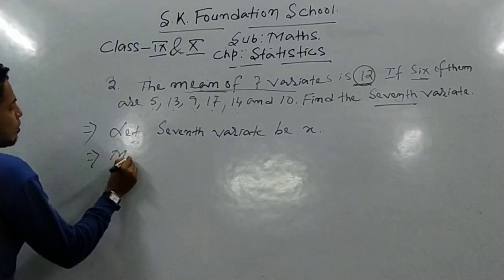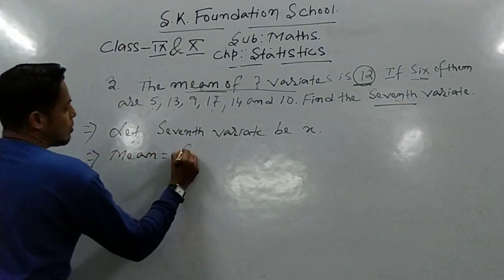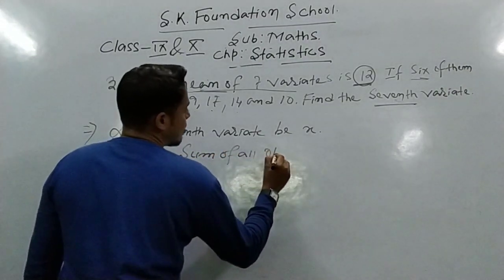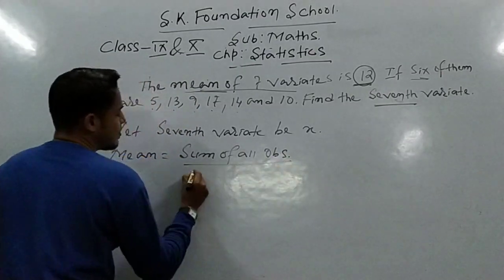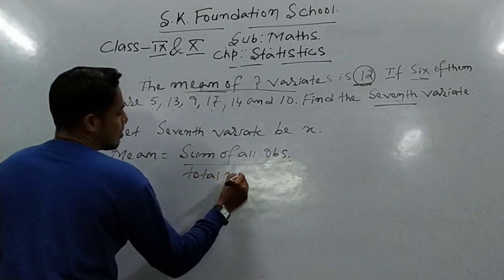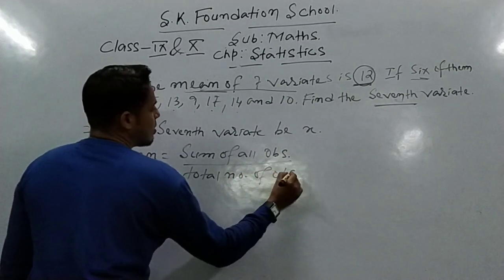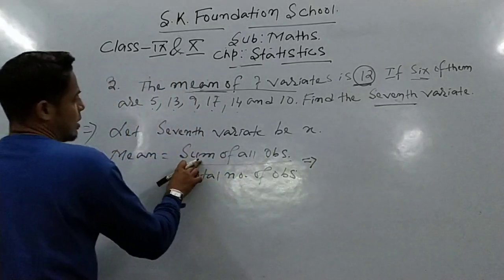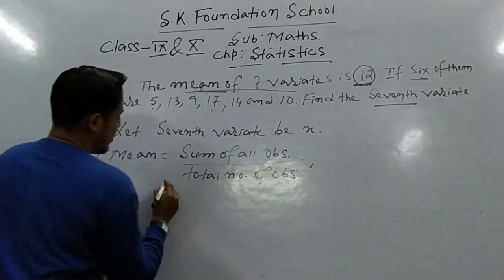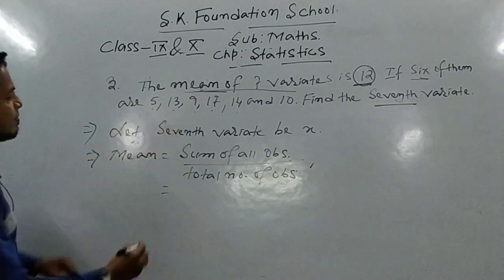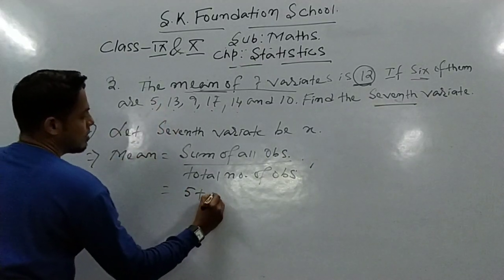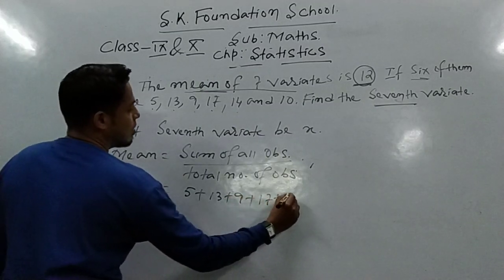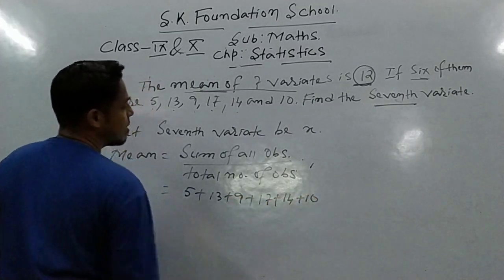Then we put in our formula of mean: sum of all observations divided by total number of observations. According to the formula, the sum of all observations is first 5, second 13, then 9, 17, 14 and 10.